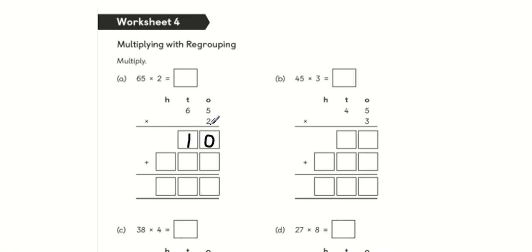Next step then, multiply the tens. 2 times 60. Okay, I'm going to do 2 times 6, because that's easier for me. I know that's 12, and then I times that by 10 to get 120. Then our third step is to add them up. 0 add 0 is 0. 1 add 2 is 3. And then we bring our 1 down and we get 130.